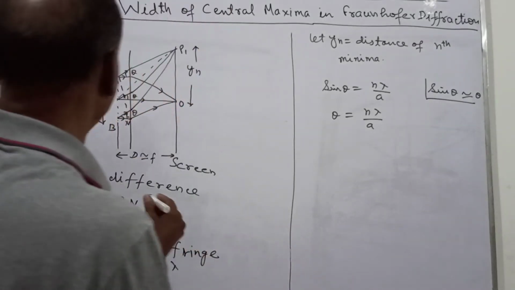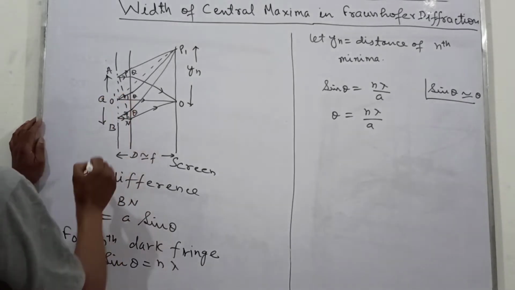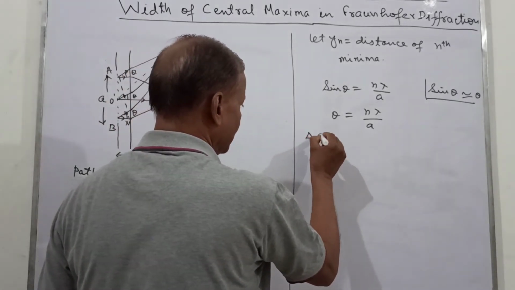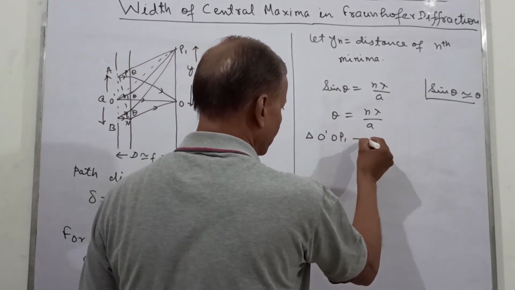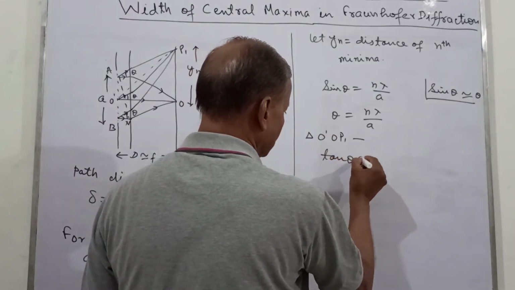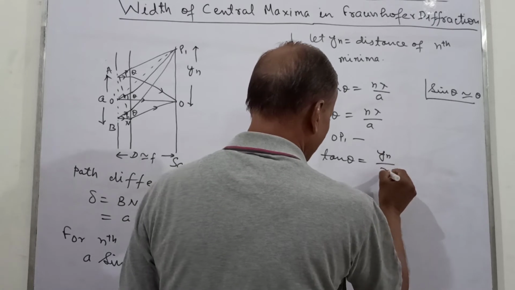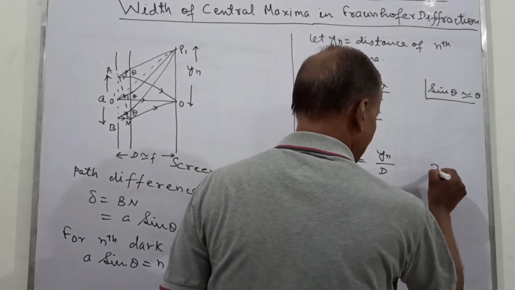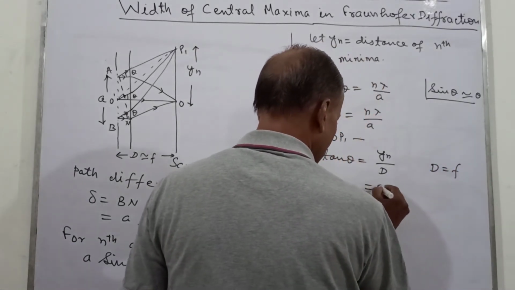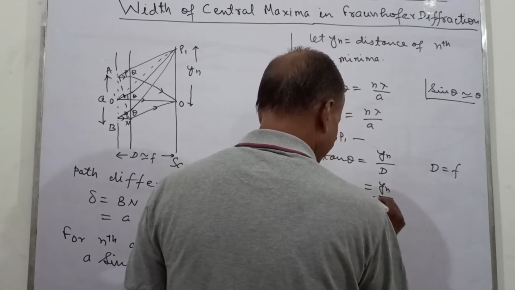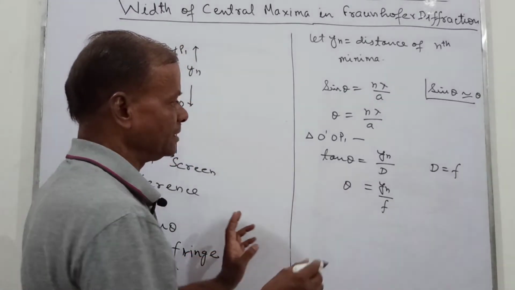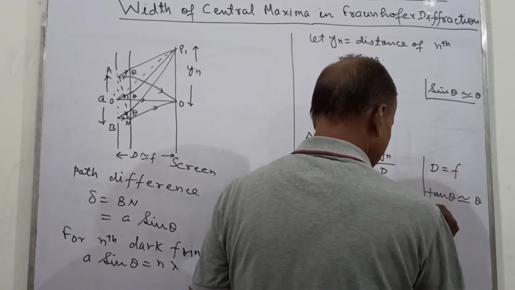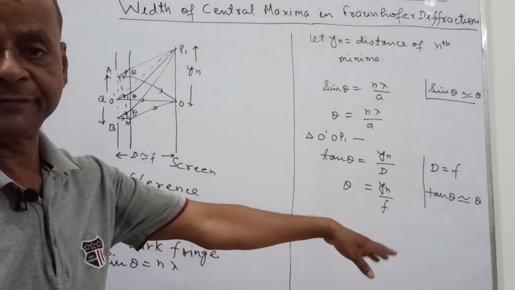Now from this triangle, suppose this is point O dash O P1, triangle O dash O P1. Now we have tan theta equal to yn upon d. This is yn, this is the distance d, and this d, as we know, is the focal length. So this is yn upon f, and tan theta is approximately equal to theta, because theta is very small, so tan theta can be taken as theta.